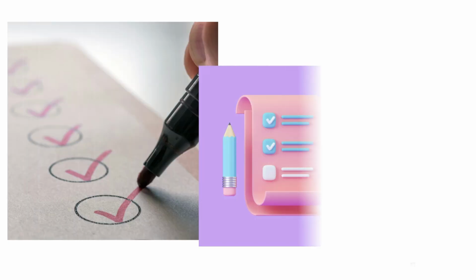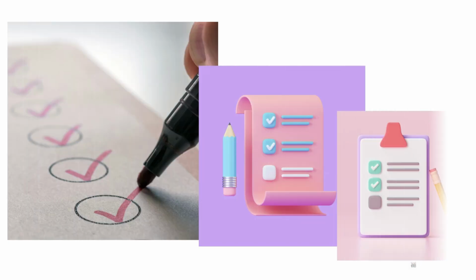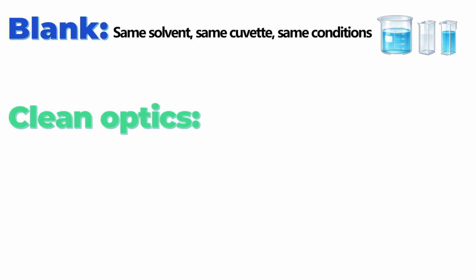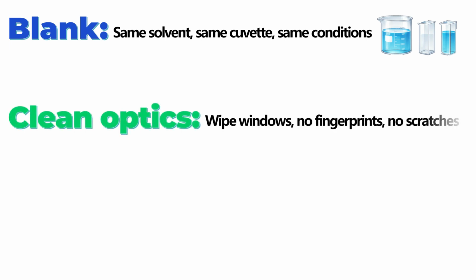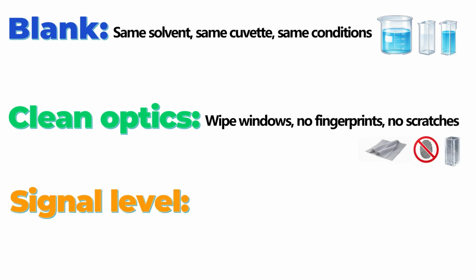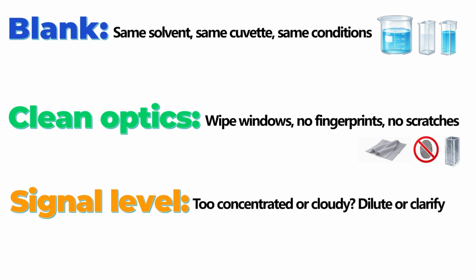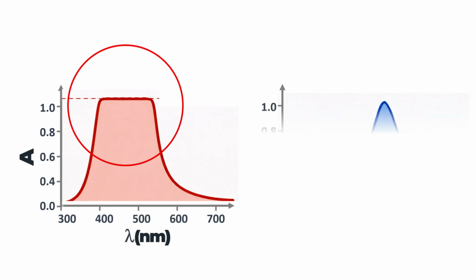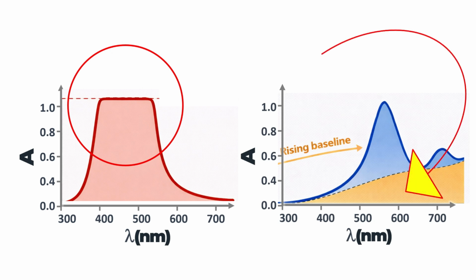Before anything else, do this quick check. Use the exact same solvent and the same cuvette. Wipe the windows with lint-free tissues. Even one fingerprint can steal 0.1 absorbance units. Check your peaks. If they are flat-topped or clipped, your sample is too thick. Dilute it. If the baseline is rising, you've got scattering.